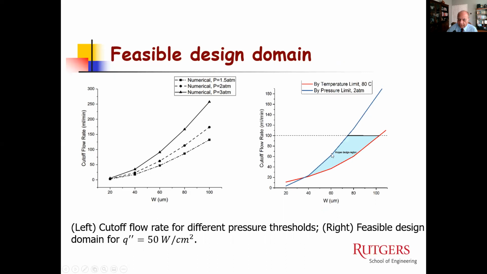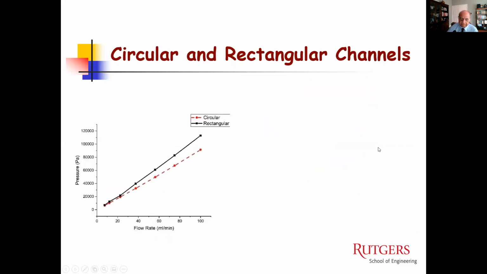And this is the cutoff flow rate, which is shown. There is a limitation of 80 on the temperature hotspot and a pressure limit of 2 atmospheres on the pressure. And then you end up with the feasible domain. You can go here if you can go to higher pressures and higher flow rates and so on. But with these constraints, that is the feasible domain. And as you can see, the red one is the limitation because of the temperature, and the blue one is because of the pressure. And these limitations are very common, and we are looking at more realistic designs, and that's why we have taken these conditions.